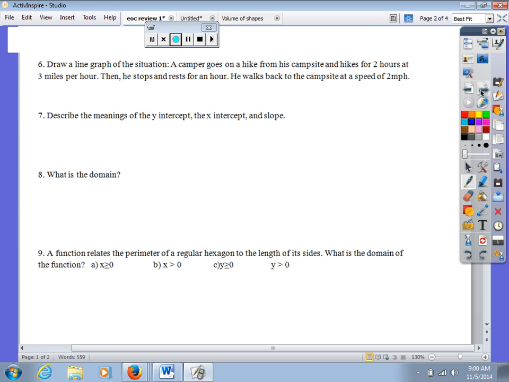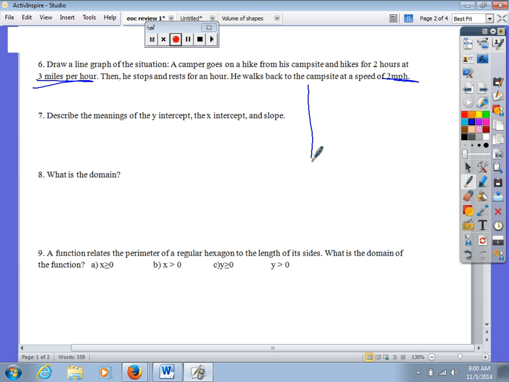Okay, then he stops and rests for an hour. He walks back to the campsite at a speed of 2 miles. What does the PH mean? Per hour. So again, this is my first slope. This is my second slope. Y'all got that? And that's important to know.